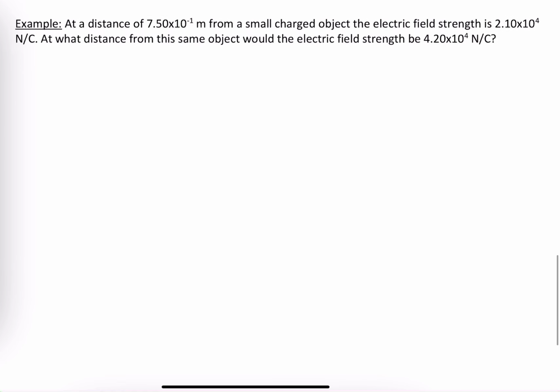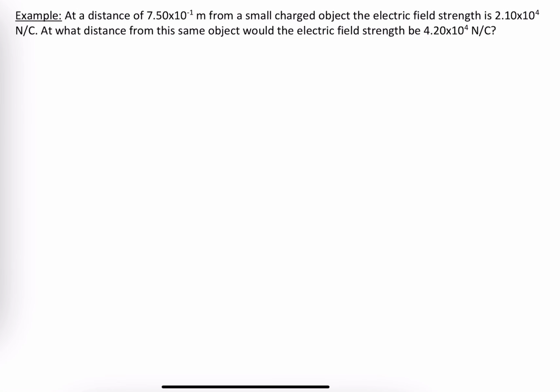In our second example, we have a different scenario. This electric field strength is the one being created by our small charged object. So we're going to use our other formula.